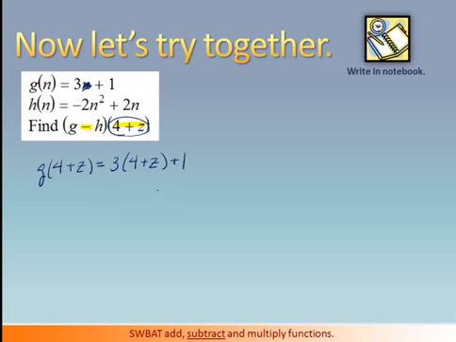Now use your pre-algebra, algebra 1 skills, and you simplify. Distribute means distribute to every term in that quantity. 3 times 4 is 12, plus 3z, carry down the plus 1. These are like terms. So I have 3z plus 13. Now we're going to do the same thing for h of n. So wherever I see an n, I'm going to say, it's gone, and instead of it, I'm going to replace it with 4 plus c.